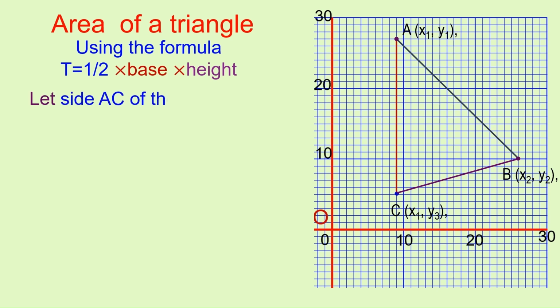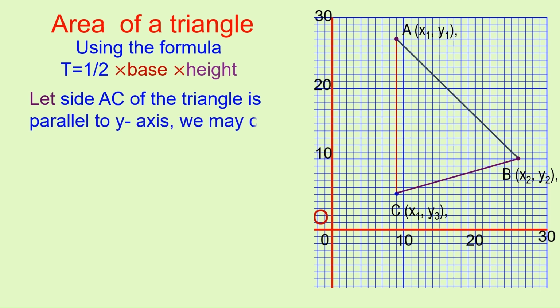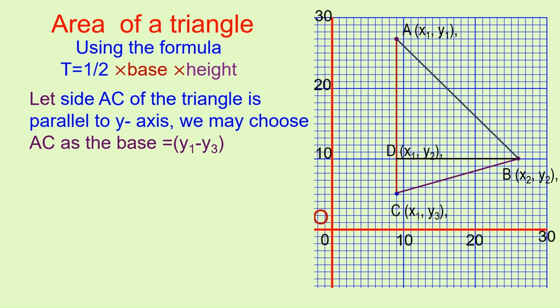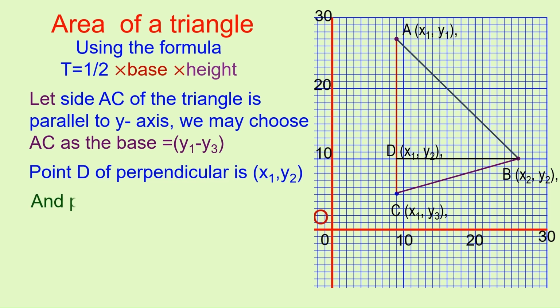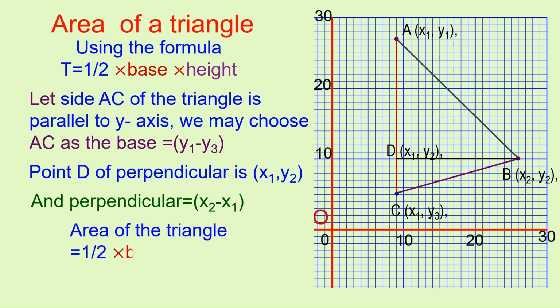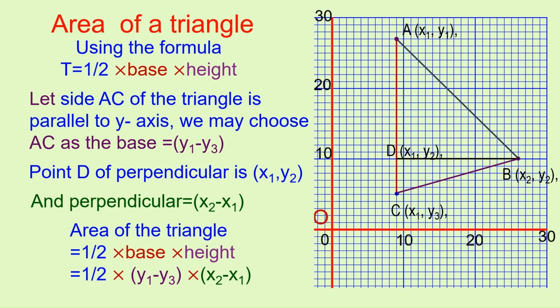In another triangle ABC, side AC of the triangle is parallel to the y-axis. We may choose AC as the base, equal to y1 minus y3. Point D of perpendicular BD is (x1, y2), and perpendicular BD equals x2 minus x1. Area of the triangle equals 1/2 times base times height equals 1/2 times (y1 minus y3) times (x2 minus x1).